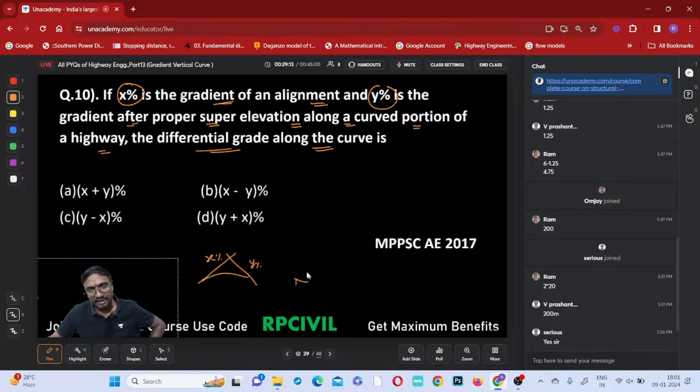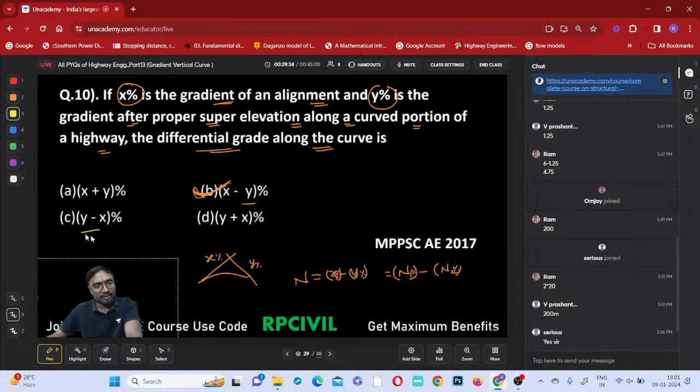Therefore, what must the net deflection angle be? It must be X percentage minus this Y percentage only. Do you remember that? That is N1 minus N2, which means first gradient minus the second gradient. So X minus Y is the correct answer.